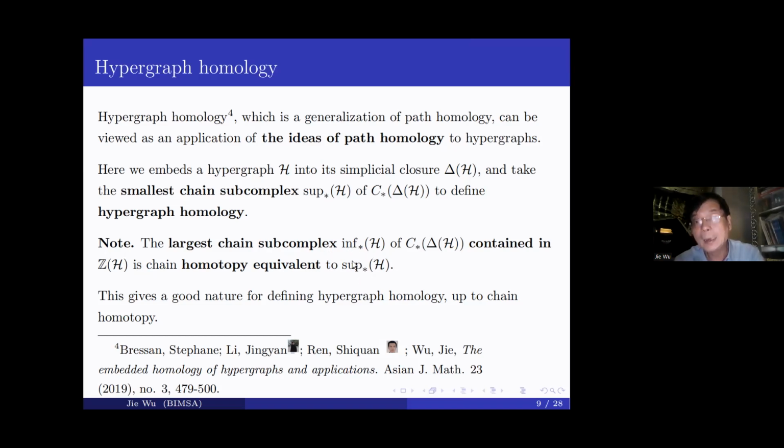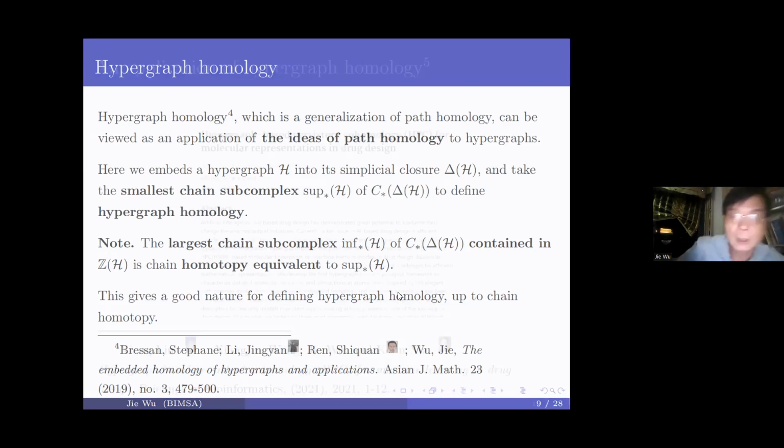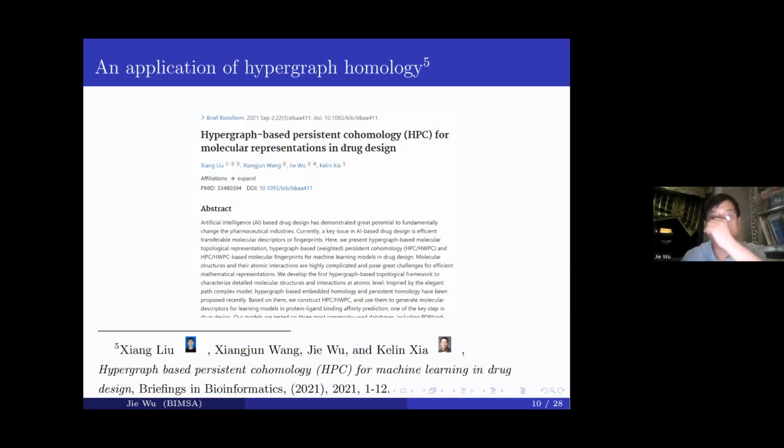They induce an isomorphism in homology. So this gives a natural way to introduce the hypergraph homology. Exactly, that's what we did a few years ago. And that's one thing. Actually, we found many applications of this hypergraph homology.